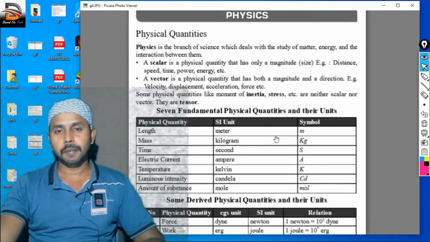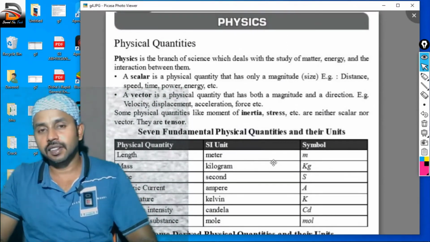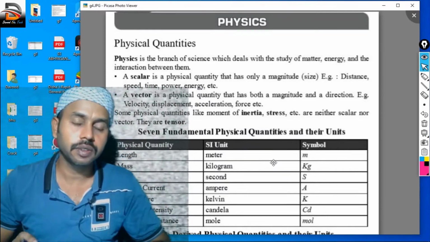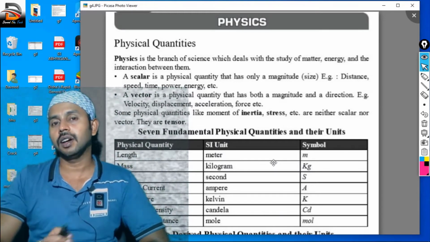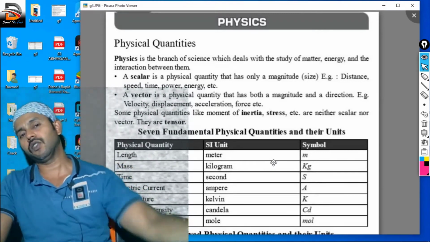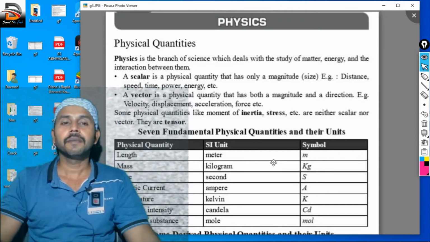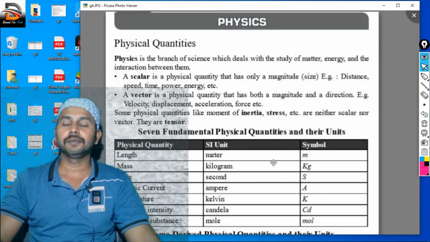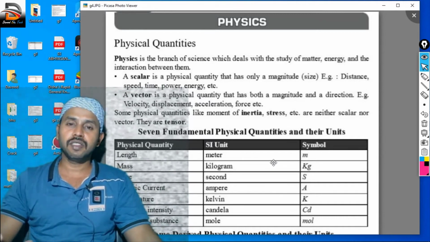Next, we will discuss physics. Physics also comes in the general section, and we have to know some definite topics here. In physics, we are assuming anything about objects and work, and that is mainly important. In physics we have physical quantities, which means we can measure any object only by its physical quantities.